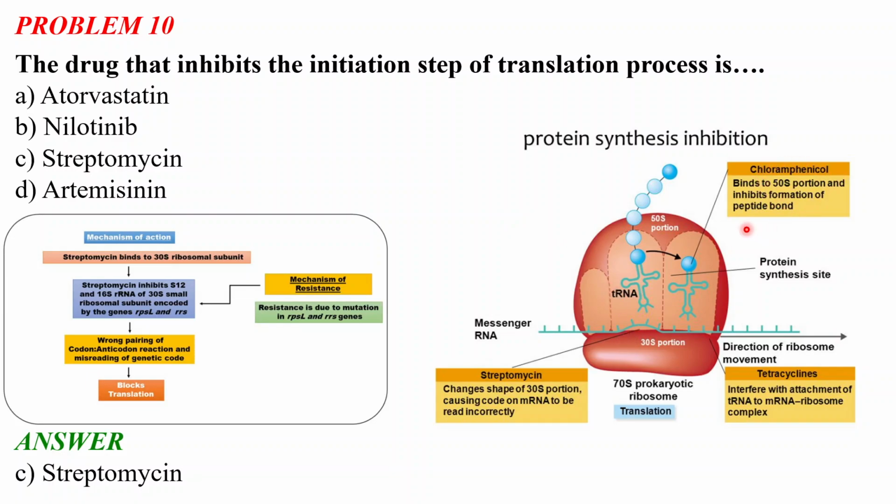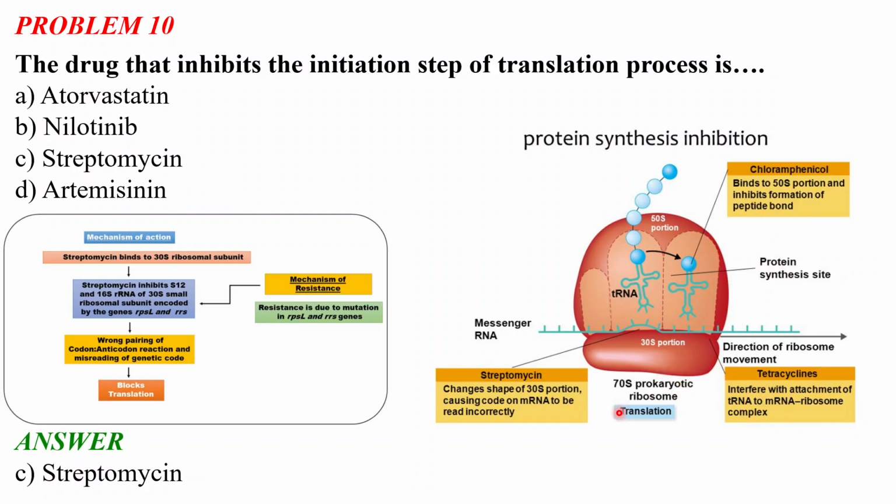Then we have various other drugs which stop the translation process. Chloramphenicol binds to the 50S portion and inhibits the formation of the peptide bond. If this is the protein synthesis site and chloramphenicol binds to the 50S subunit, there will be no peptide bond formation between two amino acids, and the elongation step is inhibited. Tetracyclines interfere with the attachment of tRNA to the mRNA-ribosome complex, and this also inhibits the initiation step of protein synthesis.